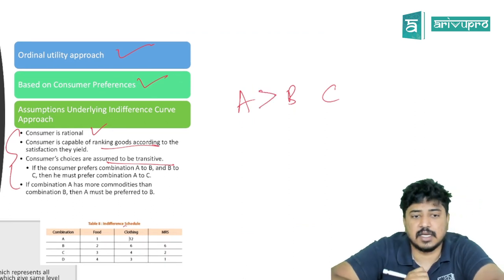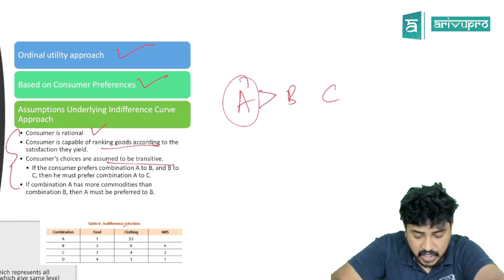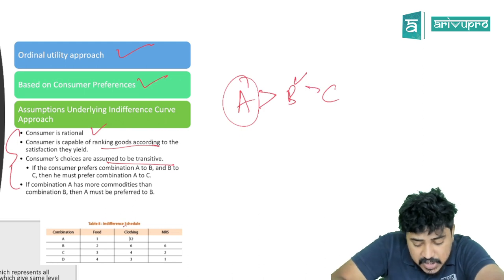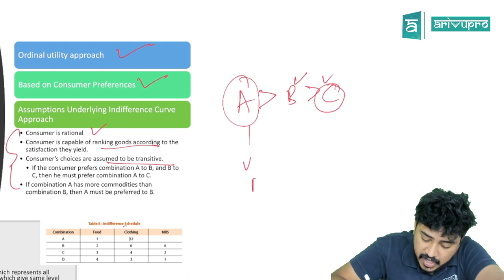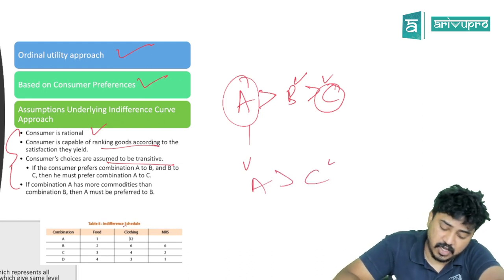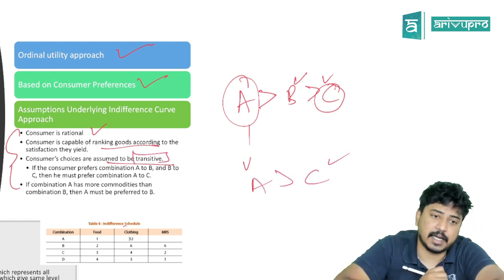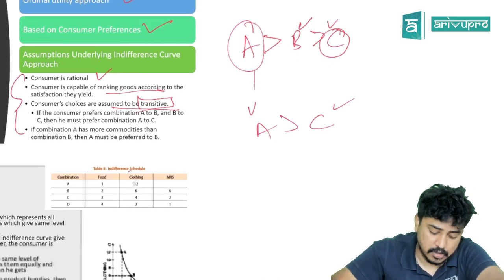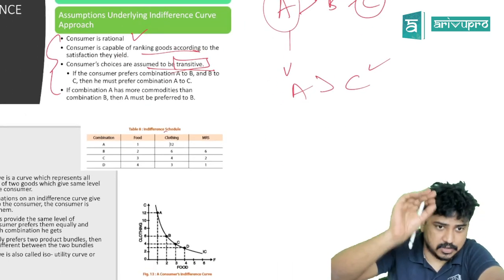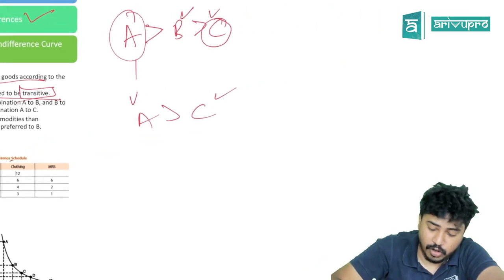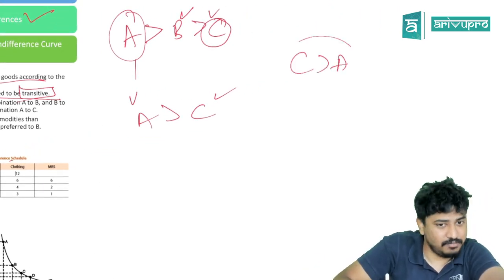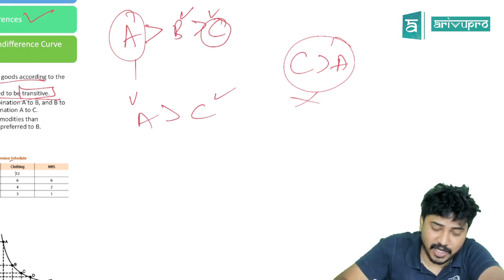Someone likes A more than B, right? And B is preferred more than C. Then he will prefer A more than C. We call this property transitive, right? Done. So in this, consumer choice should be transitive. It should not be like, no, I like C more than B. It should not happen. This is not transitive.